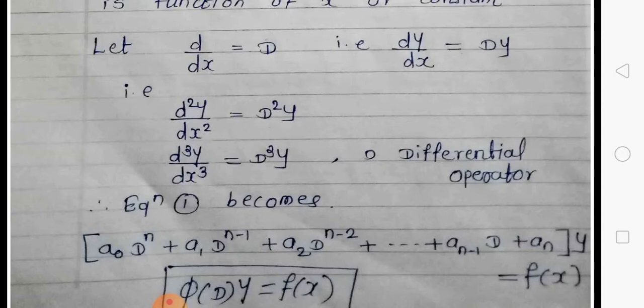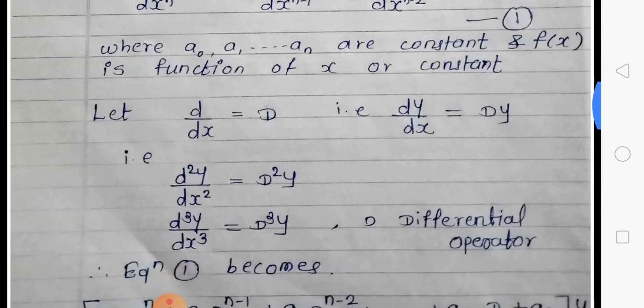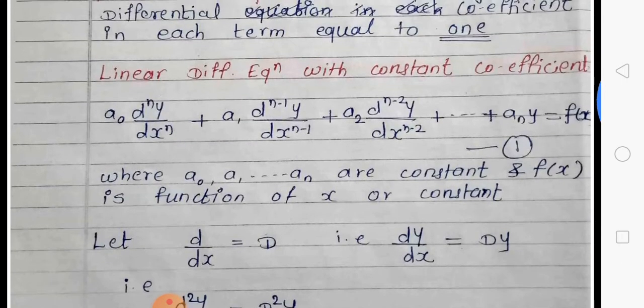For simplification of this, we replace d upon dx by capital D. Here capital D is the differential operator. If we put d upon dx equal to D, then we get dy by dx equal to Dy. Then we also get d square y upon dx square as D square y, and d cube y upon dx cube as capital D cube y.